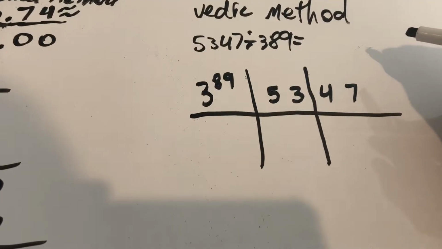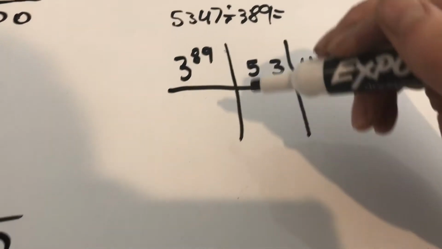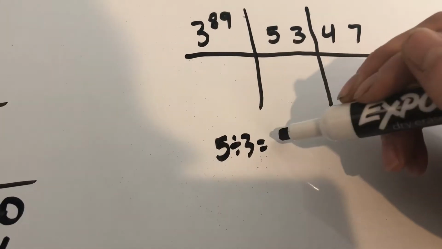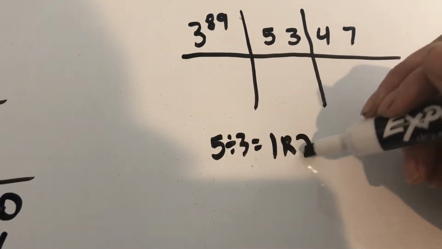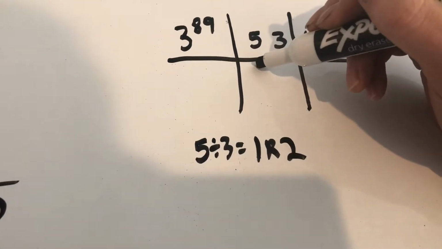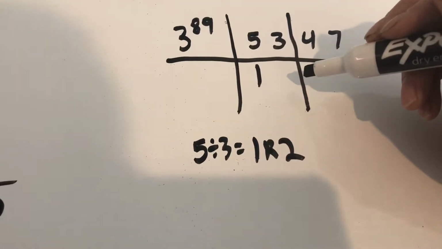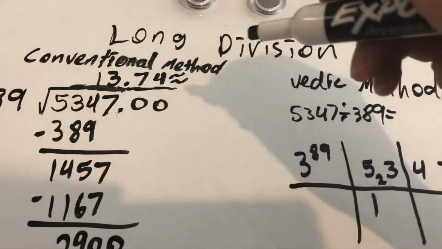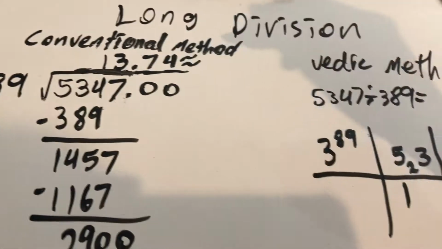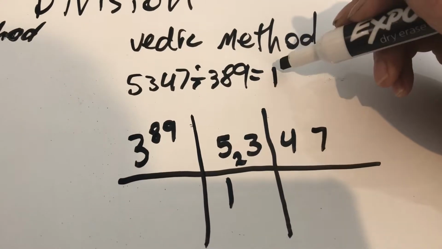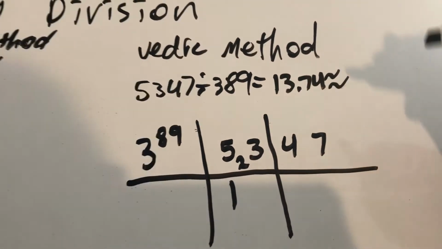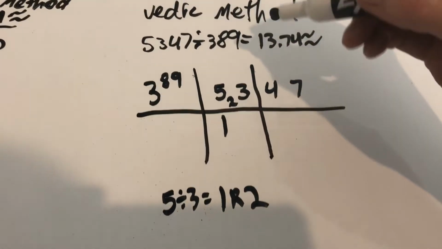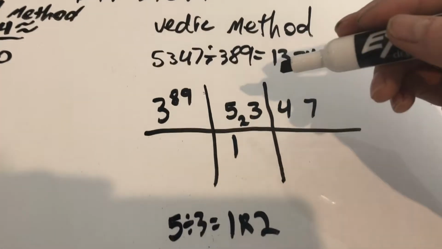Alright, the next step is to figure out what 3 can go into 5. 5 divided by 3 equals 1 with a remainder of 2. So we write 1 right here, and a remainder of 2 right here. Now, I forgot to show you, sorry, the answer is approximately 13.74, so I'm going to write 13.74 here. I understand you're wondering why I'm showing you something if you already have the answer. Well, my purpose here is to show you how to do this in the Vedic method. So, anyways, here we go.